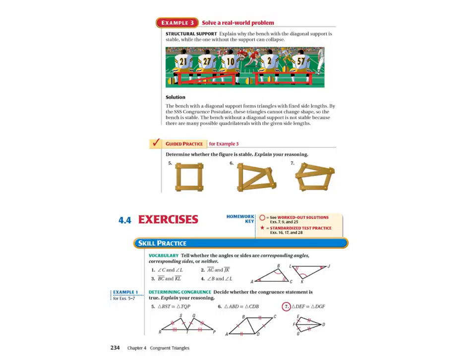Then we have the bench over here, which does not have a diagonal support. So that one has many different quadrilaterals that you can form in here. So that one is not as stable.